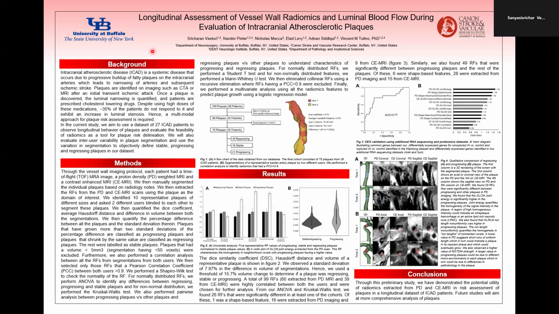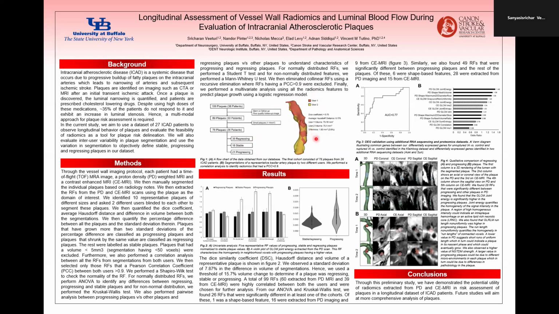Furthermore, for data quality purposes, we also used only those radiomics features which were highly correlated between both the users. So we started off with 109 plaques from 38 patients, and we ultimately ended up using 78 plaques from 26 patients, out of which 39 were regressing, 18 were stable, and 21 progressing. This is a representative figure of two different segmentations by both the users.